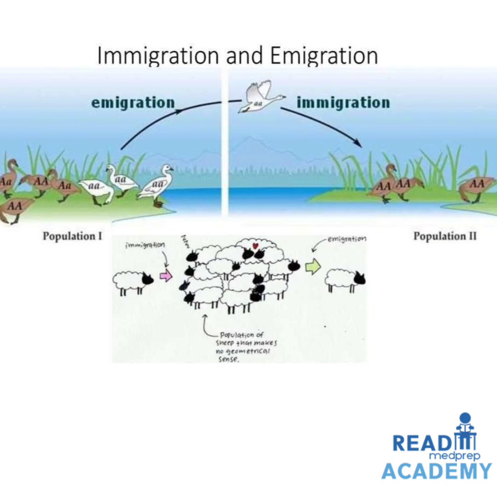Here you can see the flock of sheep. Few sheep can enter into the flock. This is called immigration. Or few sheep may leave the flock and enter a new flock. This is called emigration. Here you can see the movement of sheep, which shows no geometrical sense.